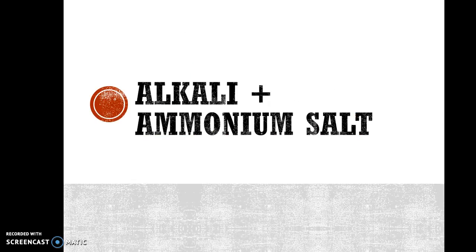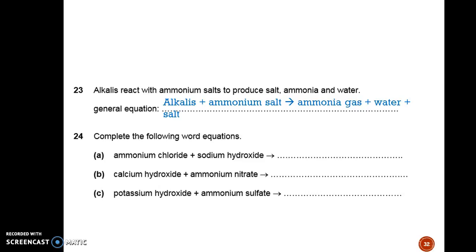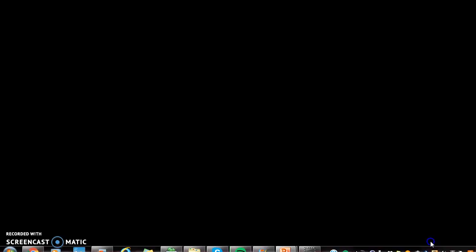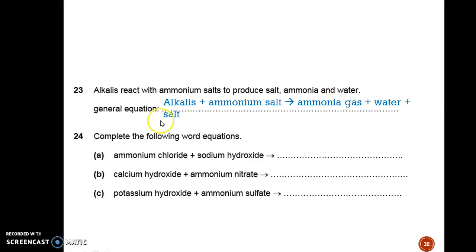Now I'll move on to the last reaction, which is alkali plus ammonium salt. When an alkali reacts with an ammonium salt, you will get ammonia gas, water, and salt. Take note that for this reaction, there is no acid. So copy this down: alkali plus ammonium salt gives you ammonia gas, water, and salt. Now I'm going to explain how we name the salt in this case, which is slightly different. I'll give you another 10 more seconds to copy down this general word equation.